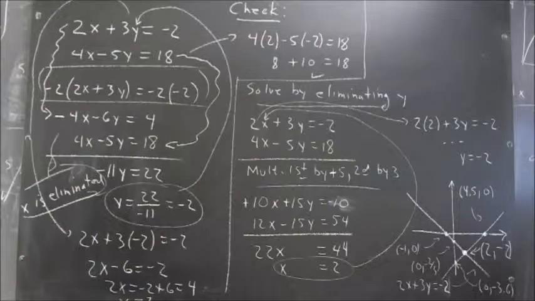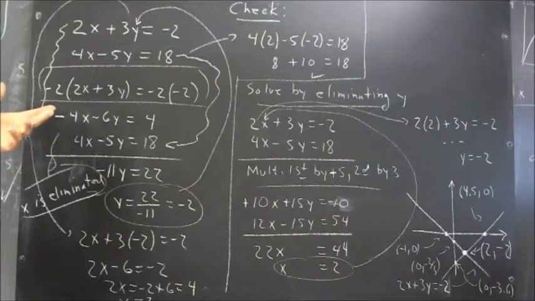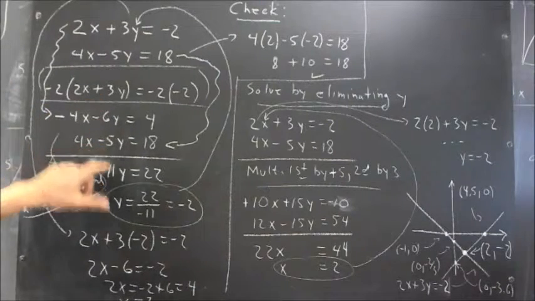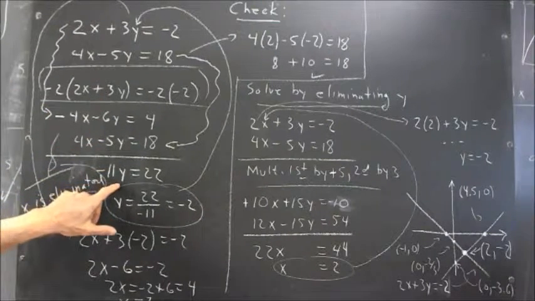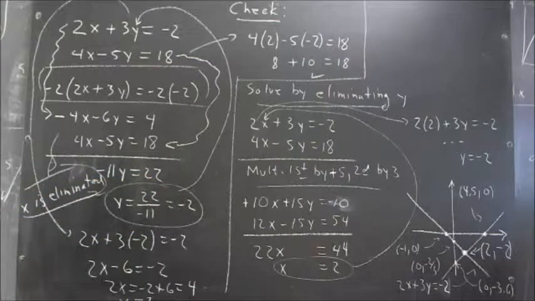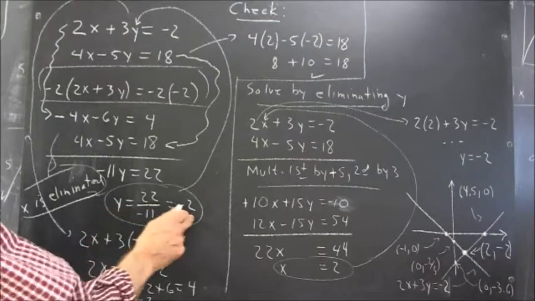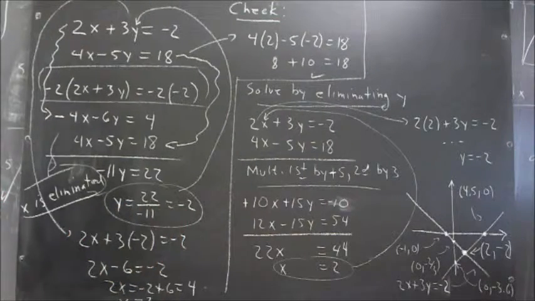The left side, well, the -4x and the positive 4x are going to give us 0. -6y and -5y is going to give us -11y. And we have the equation -11y equals 22, which is easily solved. We simply divide both sides by -11. We get y equals -2.